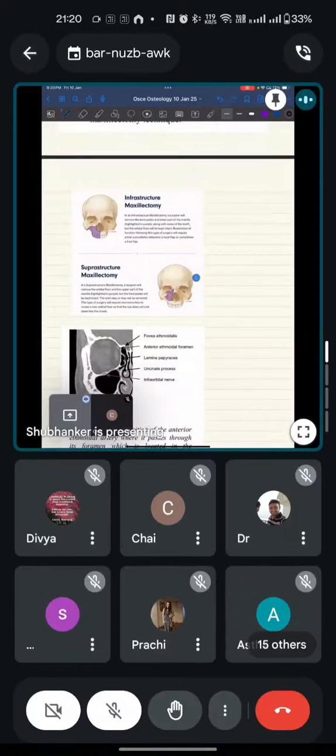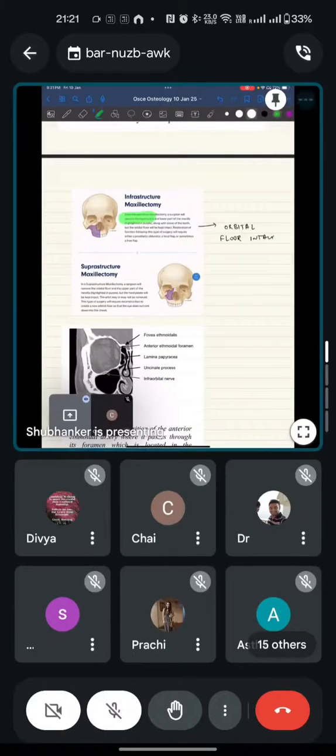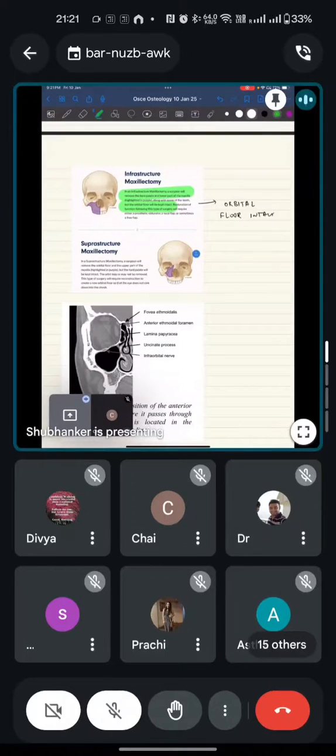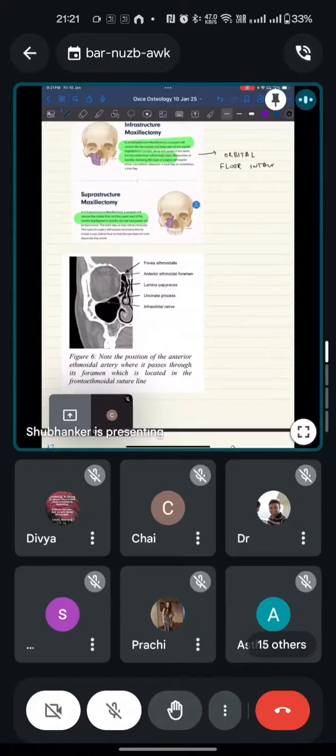Over here they have differentiated infrastructure maxillectomy and suprastructure maxillectomy. Only one difference is there, which I feel you should answer over here: the orbital floor is intact. I'll highlight it. In infrastructure maxillectomy, the surgeon will remove the hard palate, the lower part of the maxilla, along with some part of the teeth, but the orbital floor is intact. In suprastructure maxillectomy, we remove the orbital floor and the upper part of the maxilla, which is highlighted over here. This is one of the main differences between infrastructure and suprastructure maxillectomy.